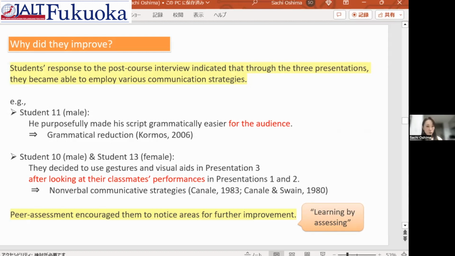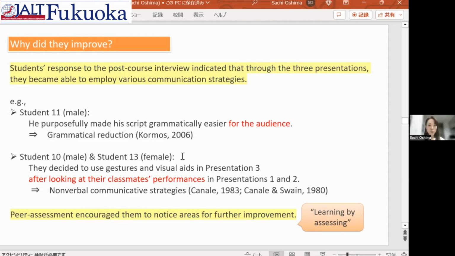For example, student 11, this student was male. He said that after watching his classmate's video, he purposefully made his script grammatically easier for the audience in the next presentation. So grammatically easier, which is a grammatical reduction communication strategy.